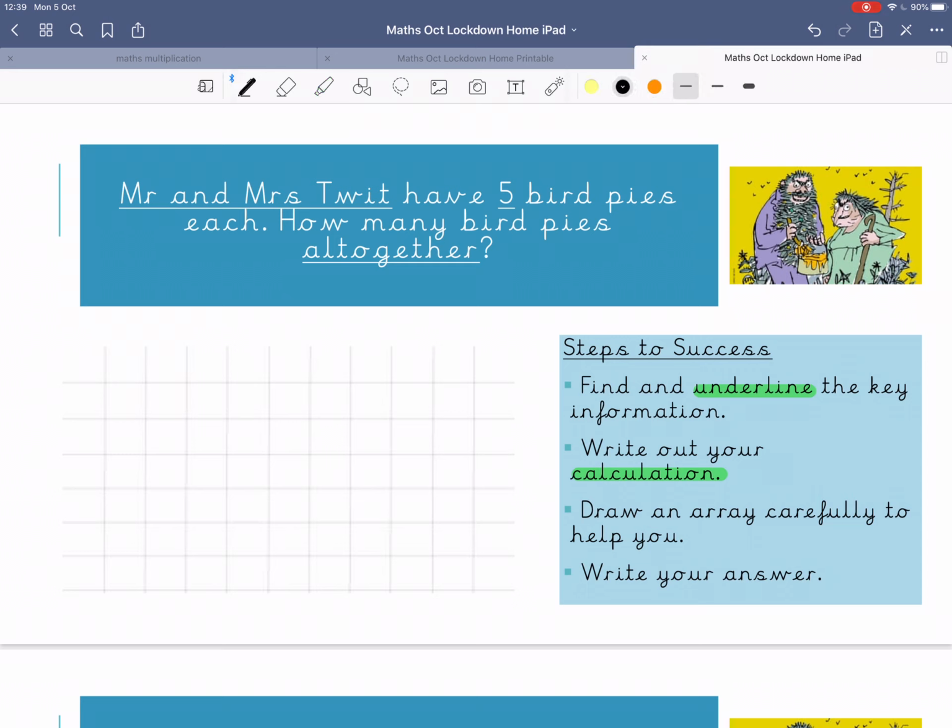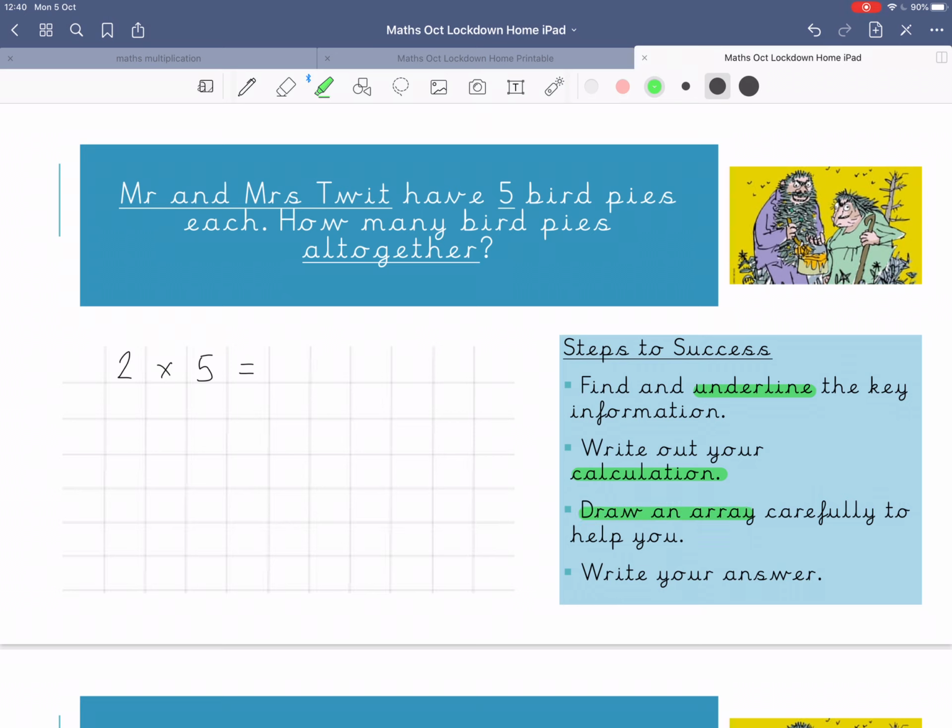Now we need to write out our calculation, okay? There are 2 people here. Mr. and Mrs. Twit have 5 bird pies each. Okay, so I need to know how many bird pies altogether. So I've got 2 groups of 5 bird pies. How many bird pies altogether? So I've got my calculation. Let's see what's next on my steps to success.